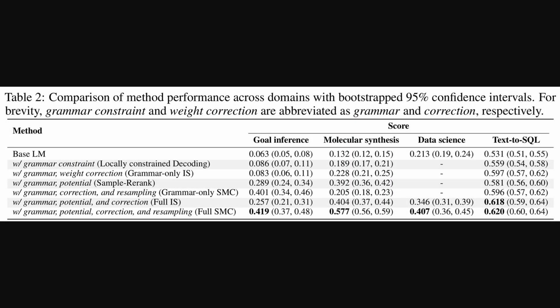Okay, so this table digs into the numbers a bit more, comparing the different methods across all 4 domains. We start with the base LM score, then see how adding just grammar or grammar plus correction or potentials impacts things. But look at the bottom line. Full SMC, using everything, consistently gets the top scores for goal inference, molecular synthesis, data science, and text-to-SQL. It clearly demonstrates the cumulative benefit of their approach.